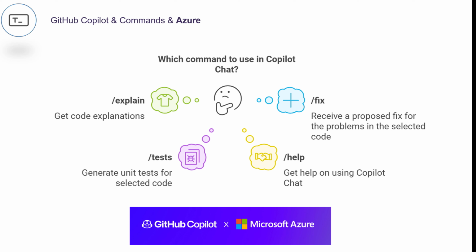All right, so after all of these demos, we will finish with GitHub Copilot for Azure. We have different commands that we can use. For example, explain, which will get a code explanation, test to generate unit tests for selected code, fix to receive a proposed fix for the problem in the selected code or file, and help, which gets us help on using GitHub Copilot for chat.